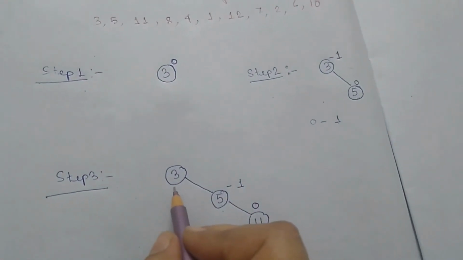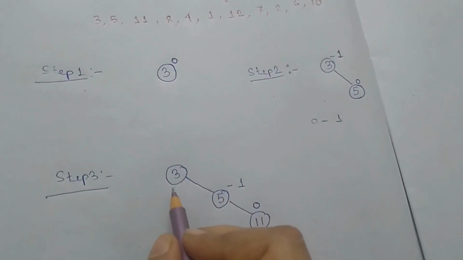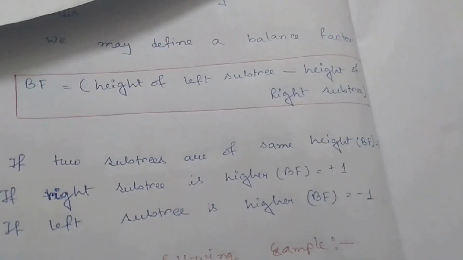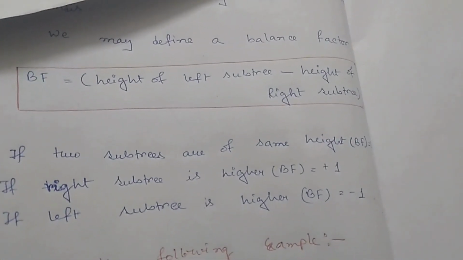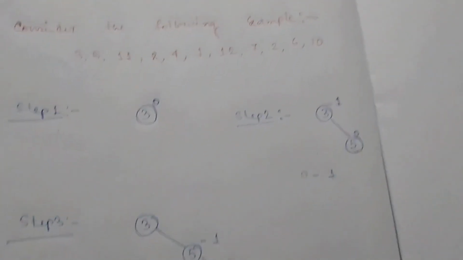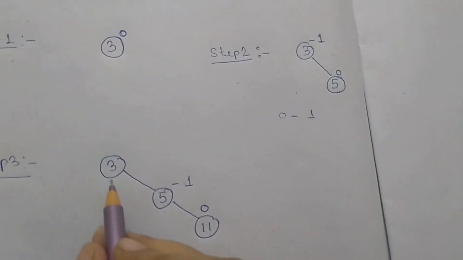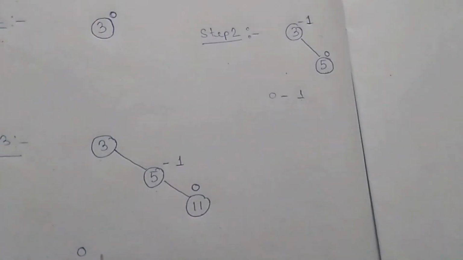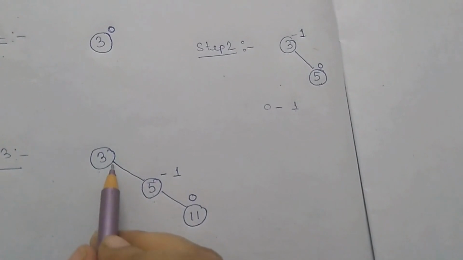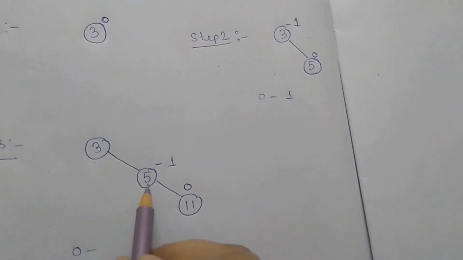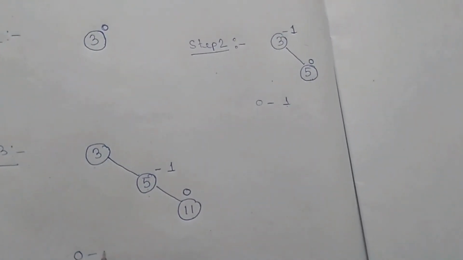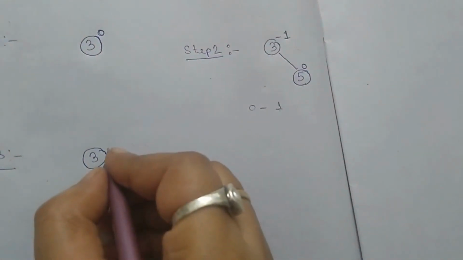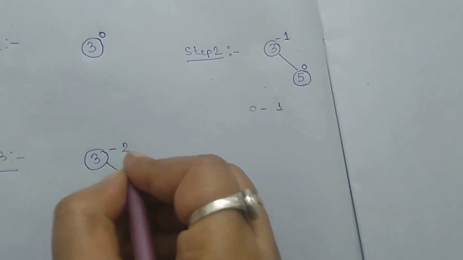Again when we calculate the value for 3, at that time again we apply the formula. The formula is height of a left subtree minus height of a right subtree. For that reason, here we calculate the height of the left subtree is completely 0. So 0 minus the height of the right subtree. Here two nodes occur, that is 5 and 11. For that reason the value is 2. So 0 minus 2, the value is minus 2.